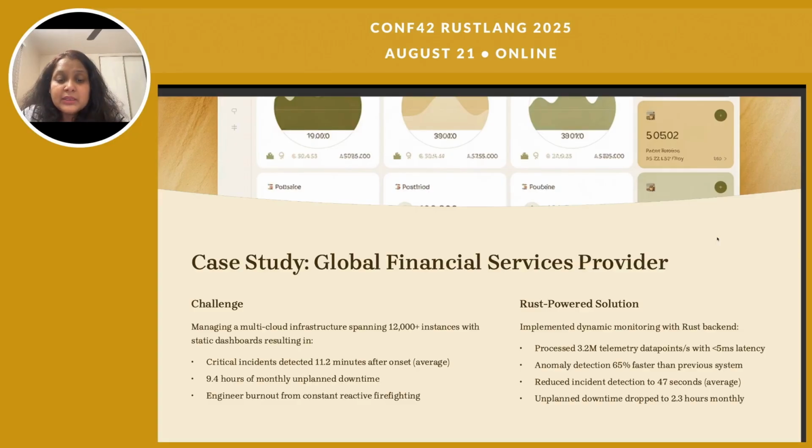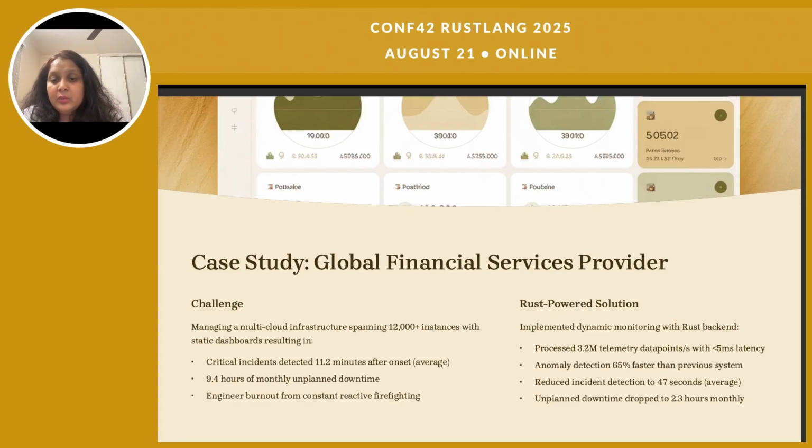The anomalies were detected 65% faster. The incident detection was reduced from 11 minutes to 47 seconds. And the downtime dropped to almost 2.3 hours per month. So from 9.4 hours to 2.3 hours per month. That was a huge difference. So that's the operational difference that real time makes. It's seen in the real world.